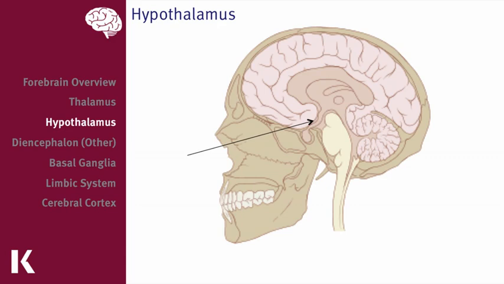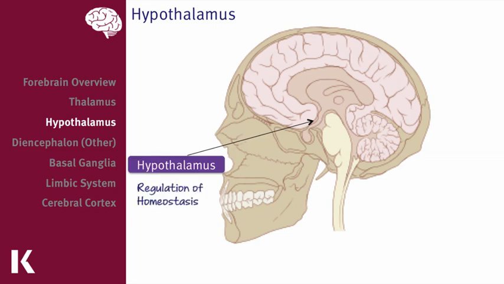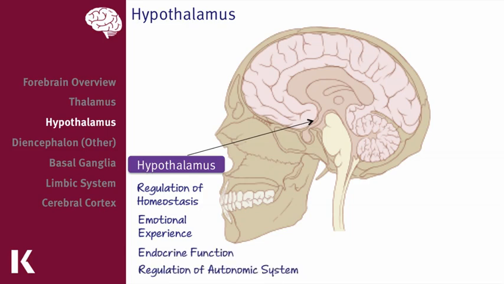Moving forward, we're going to now assess the hypothalamus, which is another part of our forebrain that arises from the diencephalon. And the hypothalamus has some pretty important functions, one being the regulation of homeostasis, specifically our metabolism, temperature, and water balance. And it also participates in our emotional experience as we respond to high arousal states, such as aggressive or sexual behavior. The hypothalamus also has some endocrine function, which in part regulates the autonomic system.